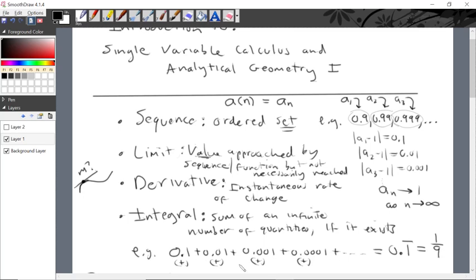Now, this, in fact, is also called an infinite series. It's when you take all the numbers in an infinite sequence and you add them together. You get what's called an infinite series. And you'll talk about that in calculus too.